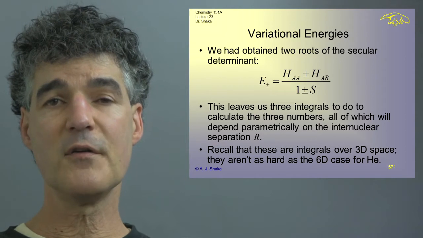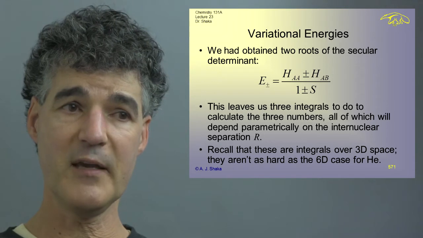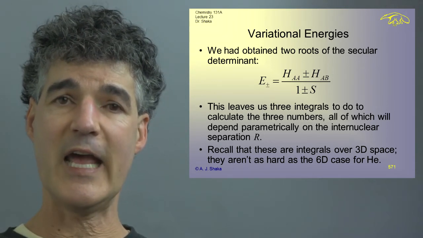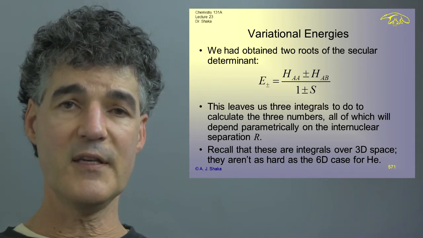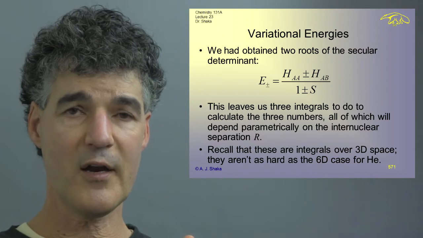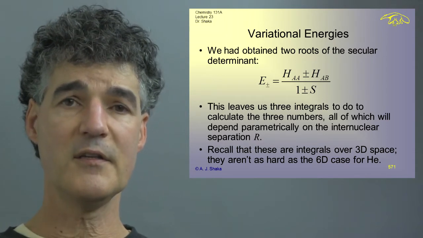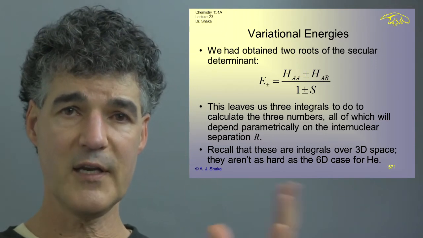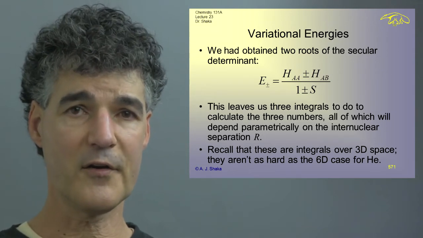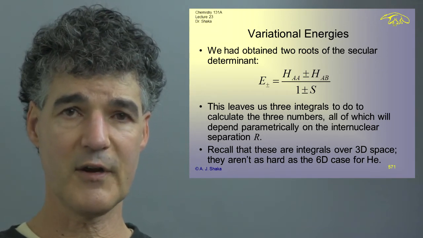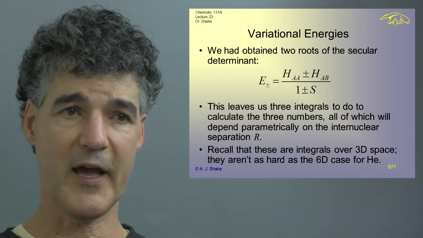We have three integrals to do then. We have to do the integral to get HAA, we have the integral to get HAB, and we have the integral to get S. Let's have a look at these. Remember that these integrals, even though we have a product of two functions in the integrals because it's an expectation value, are just over one 3D space range. It's not like helium where we had a 6D integral, R1 and R2, where we had the two electrons to integrate the wave function over. These are just 3D integrals, so they aren't so bad.